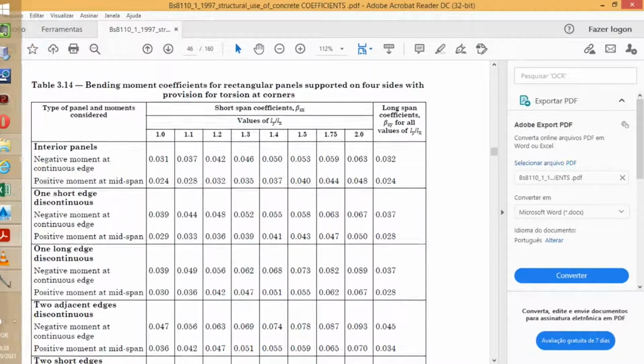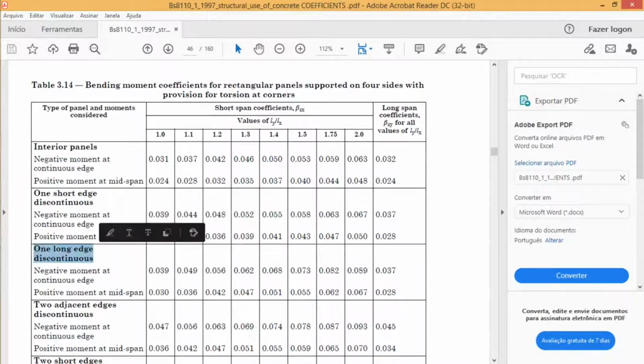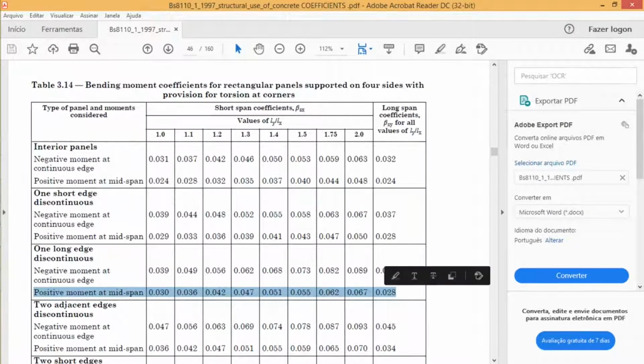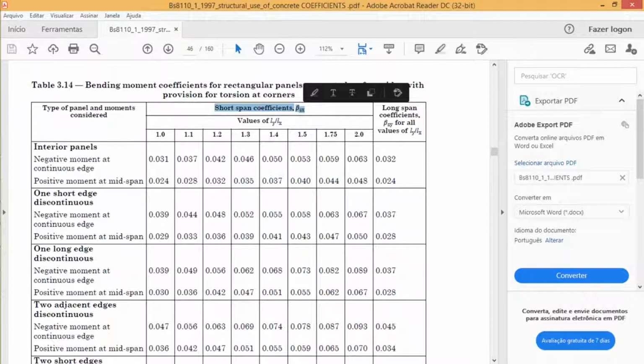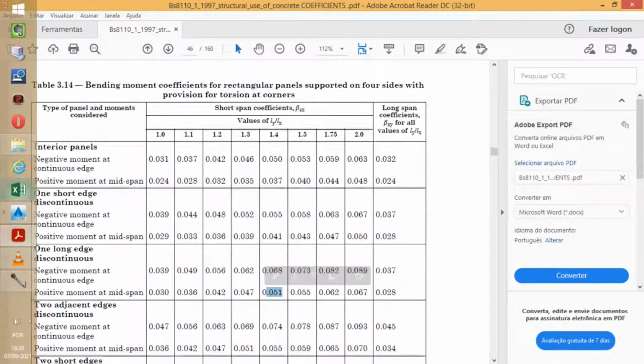So, one long edge discontinuous. It's the type of slab we have. And it will be positive M1 at middle span. So it will be these values, and it's perpendicular to the shorter side. So the shorter side is the beta we are after, and the major span divided by the minor span is 1.4. So it will be here 0.051.